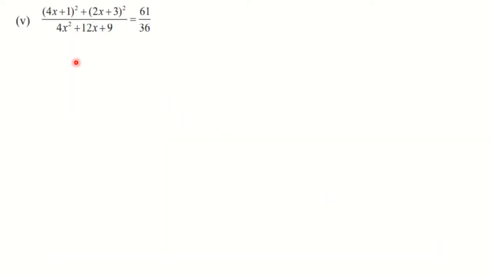So the fifth question from practice set 4.3 we were solving, and from that, question number 4: solve the following equations, and from that we are solving sub question number 5. So this is a little bit different question. You will observe that up above you have two brackets but down below you don't have any bracket.